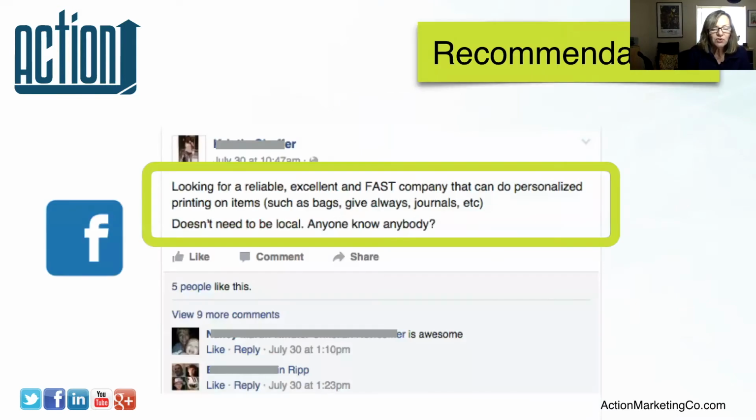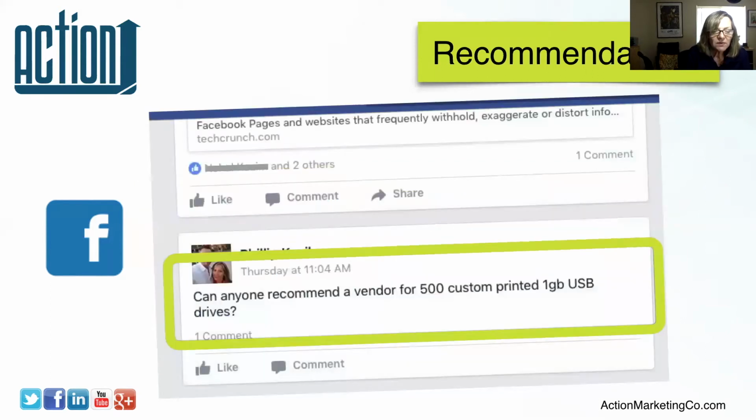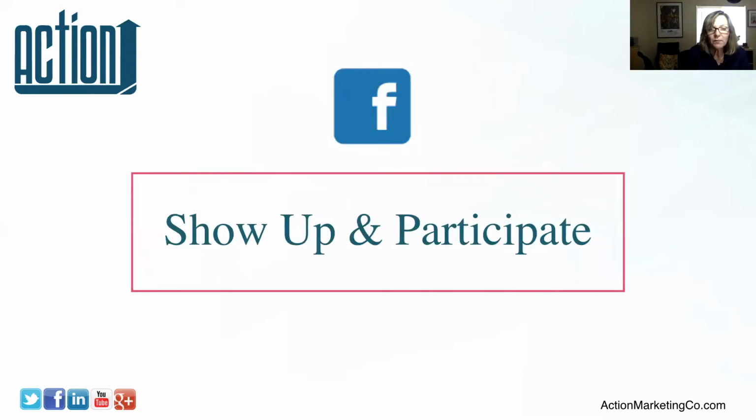So I want to just show you some examples that I found on our feed. This person right here was looking for recommendations because they needed that fast. We all have heard of those, right? And then this one here was looking for a vendor that could do 500 USB, 1 gig USB drives. So these are real posts. I'm sure you've seen similar ones. So this is happening there. So you want to show up and participate there.